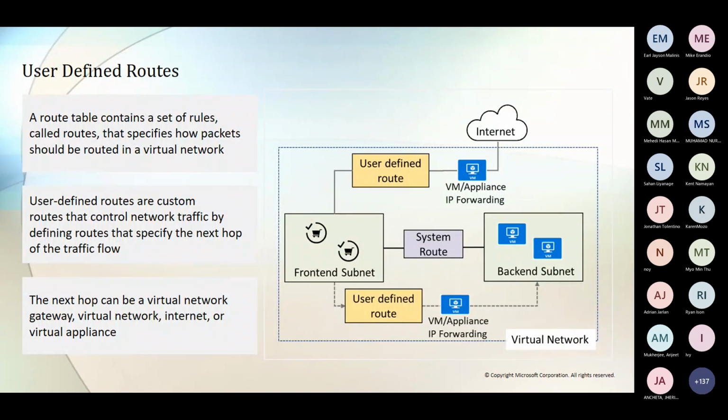What can be a next hop? A virtual network, a gateway, as I told you, a gateway means a router gateway, the internet, or a virtual appliance. Virtual appliance means a VM or set of VMs. Like in a VM, you can set up some rules, so you want to make that type of rules in your virtual machines. You can add a security software there.